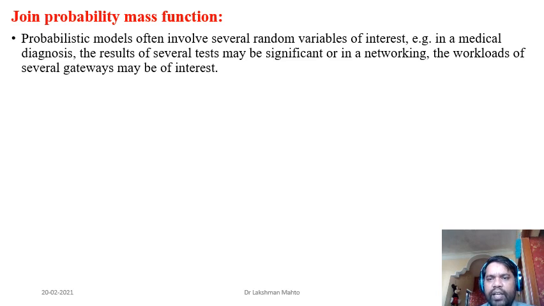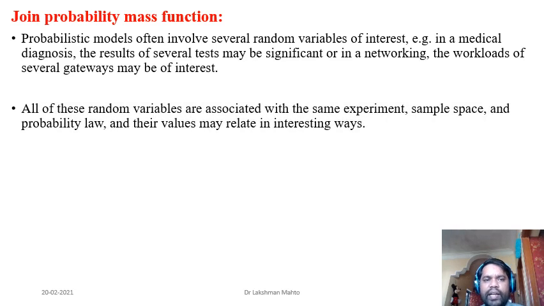Similarly, in networking, because everyone uses the internet a lot, the workload of several gateways may be of interest. There would be several gateways to send the message, or better to call it a signal, because you people are from an EC background. So there are various ways to send the signal. Each gateway behaves like some kind of random variable. So in a single experiment, you can observe several random variables, and that's why we will talk about the joint approach.